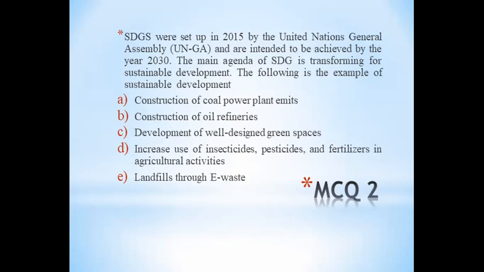Yes, C is the correct answer, because the main agenda of sustainable development goals is to provide an environment so as to protect the coming generation as well. Therefore, the main agenda is the development of well-designed green spaces and decreasing the effect of refineries, but judicious use of insecticides and pesticides, and decreasing the harmful effect of chemicals and hazardous substances to the coming generation. Therefore, C is the correct answer, which comes under an example of sustainable development goals: well-designed green spaces.